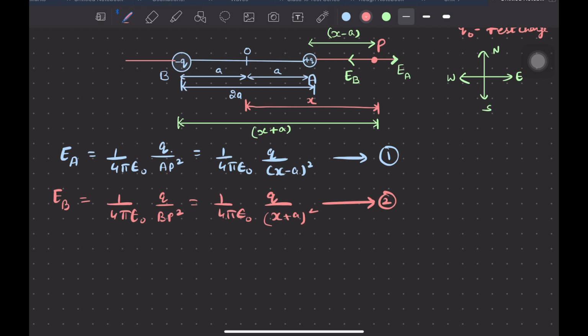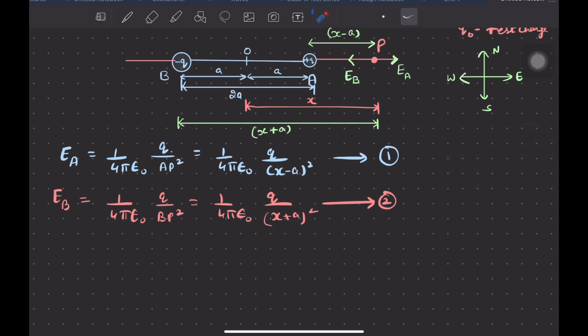Now we have two equations, and the diagram is quite clear. EA is acting in the outward direction while EB is acting in the inward direction. The two electric fields have opposite directions. One is along the east direction and the other is along the west direction. I have made the electric field because of the charge at point A the greater one, and the electric field because of the charge at point B the shorter one, in the opposite direction.